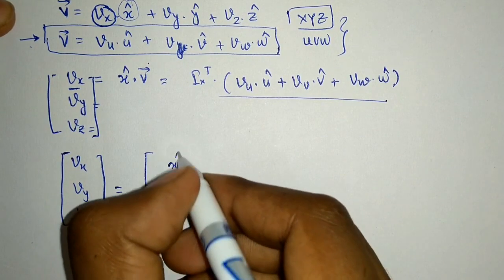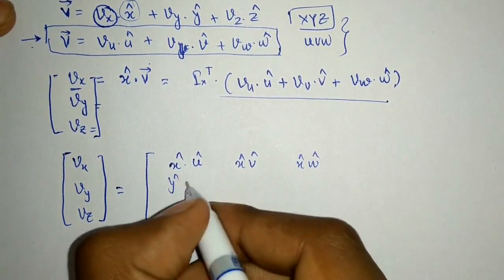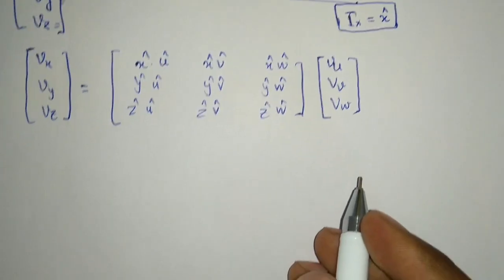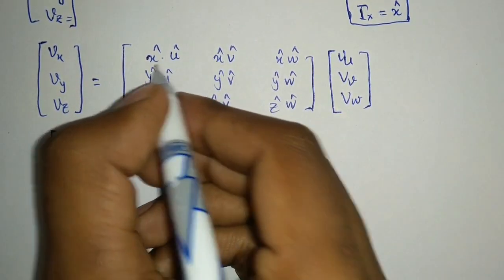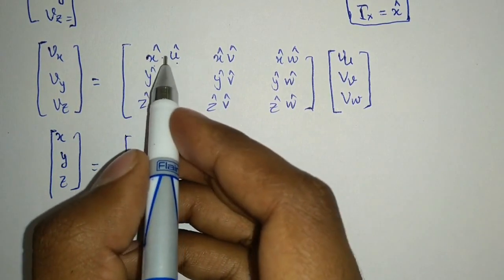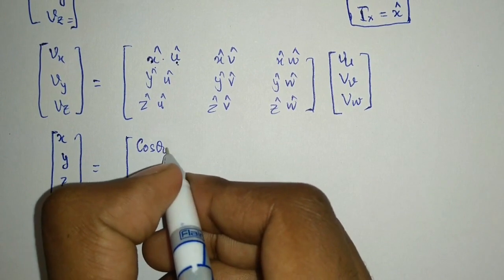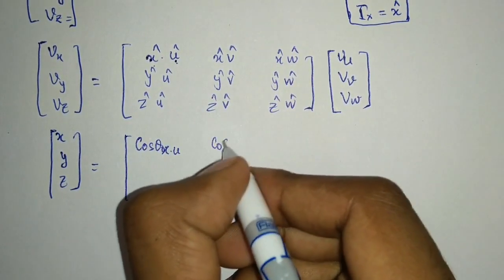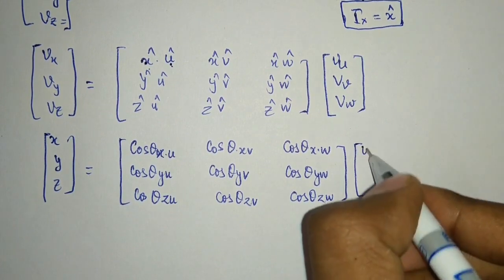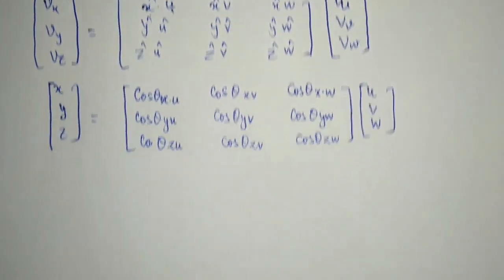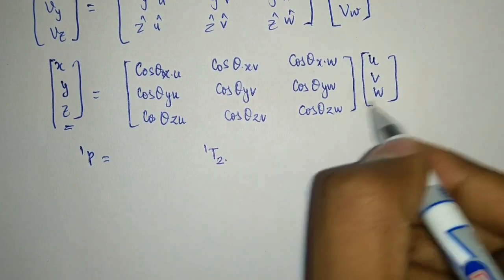Here I will get x cap dot u cap, and x cap dot v cap, x cap dot w cap, and so on. In order to write the transformations, the x, y and z components will be equal to, what is x dot u? That is basically cos theta between these two vectors, the x vector and the u vector, because these are unit vectors, so there won't be any magnitude here. So cos theta between x and u, similarly here cos theta between x and v, cos theta between x and w, and so on. I can get this whole transformation matrix in order to define with respect to u, v, w. So what I am getting here is 1p equal to 1t2, or whatever the transformation matrix I am having over here, times 2p.